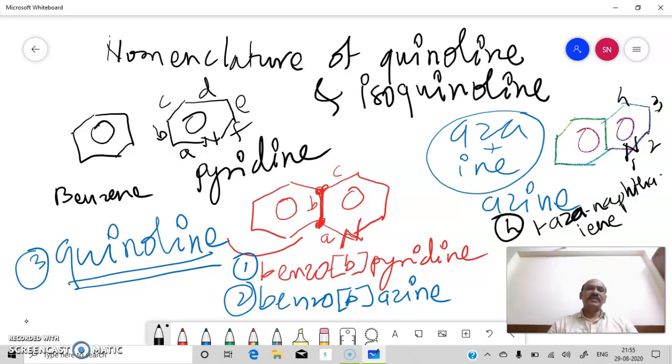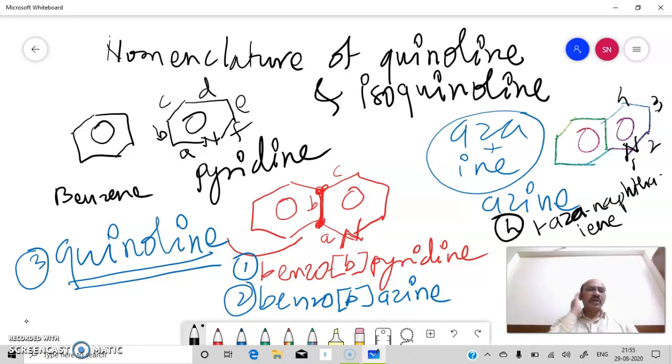Site of fusion is B bond of pyridine. It is quinoline. It is benzo-B-pyridine. It is benzo-B-azine. It is 1-azanaphthalene. Okay. So then we will move to isoquinoline.